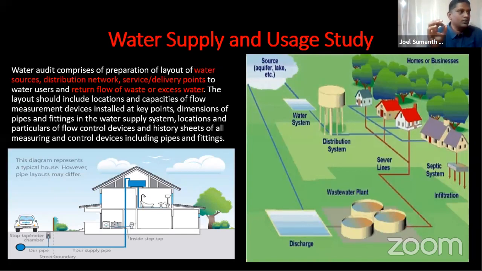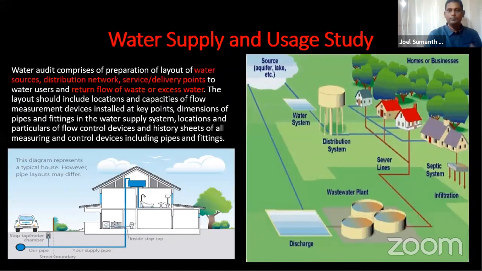To water users. And return flows of waste or excess water. What are return flows of waste or excess water? It is water which goes back into the system from the sewers after we use it. The water which goes out of the system is our discharge.